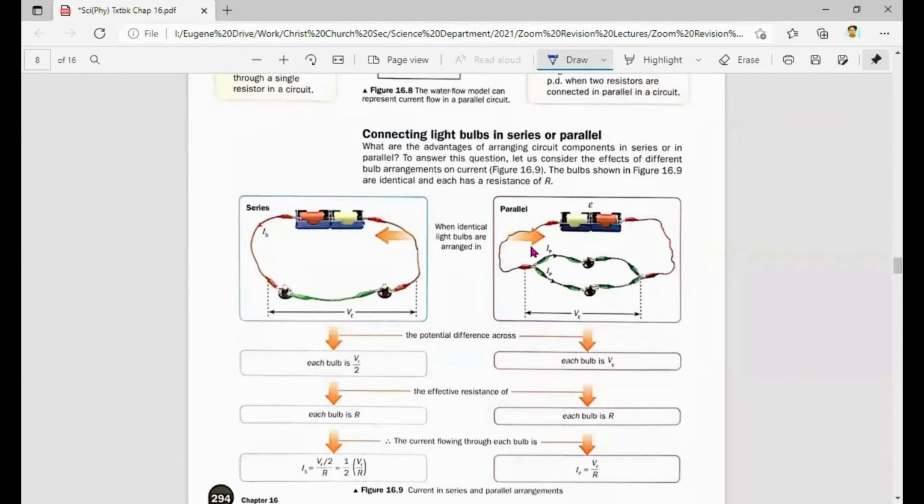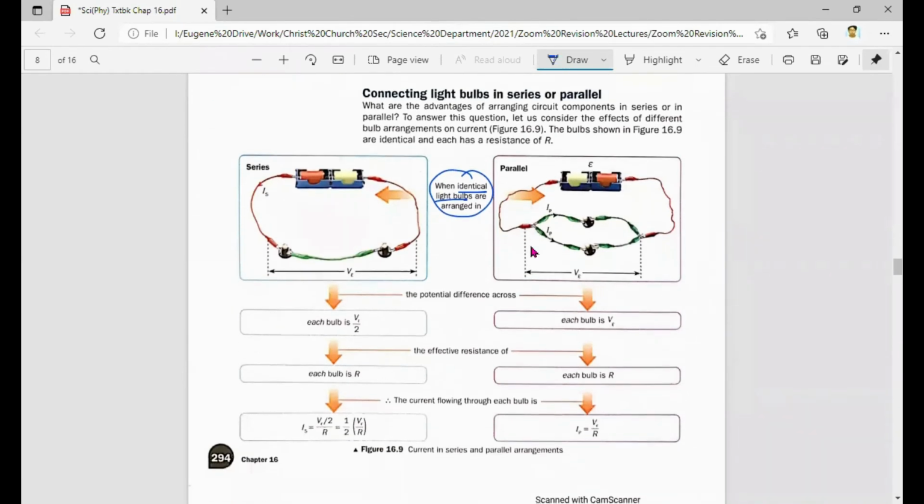Now, connecting light bulbs in series or parallel. What are the advantages? What are the disadvantages? First things first, when you're connecting light bulbs in series or parallel, I want you to look at this. The light bulbs are identical. Identical light bulbs means that the resistances are the same. This is a prerequisite, otherwise it's going to be difficult to explain.